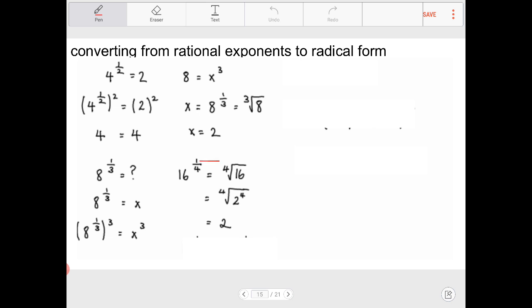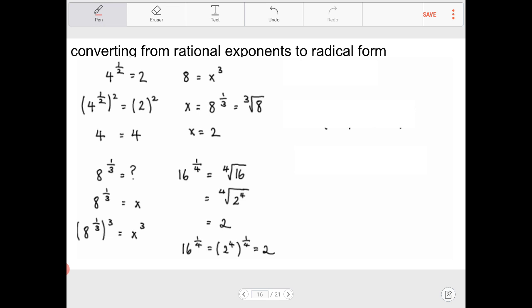Alternatively, another way for us to get 16 to the 1/4 equal to 2, we could have re-expressed 16 as 2 to the 4th, and then raised it to the 1/4, and we end up with 2. So this is an alternative way of figuring that out, or of expressing it.